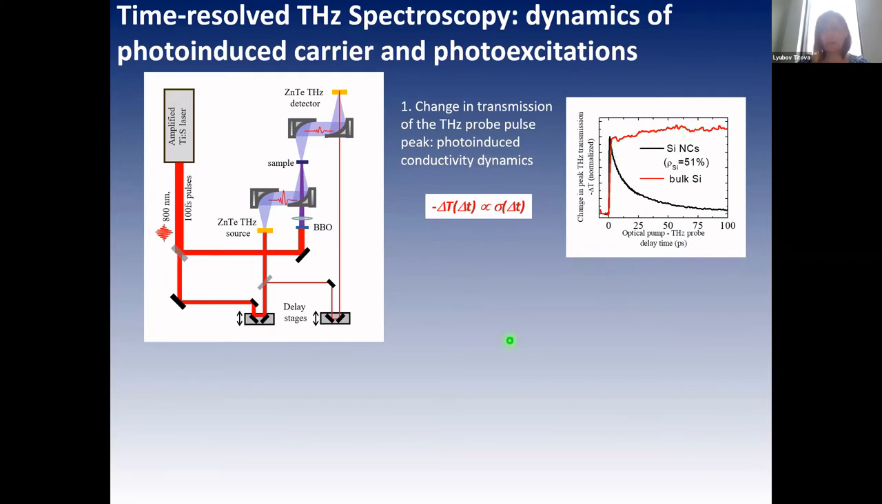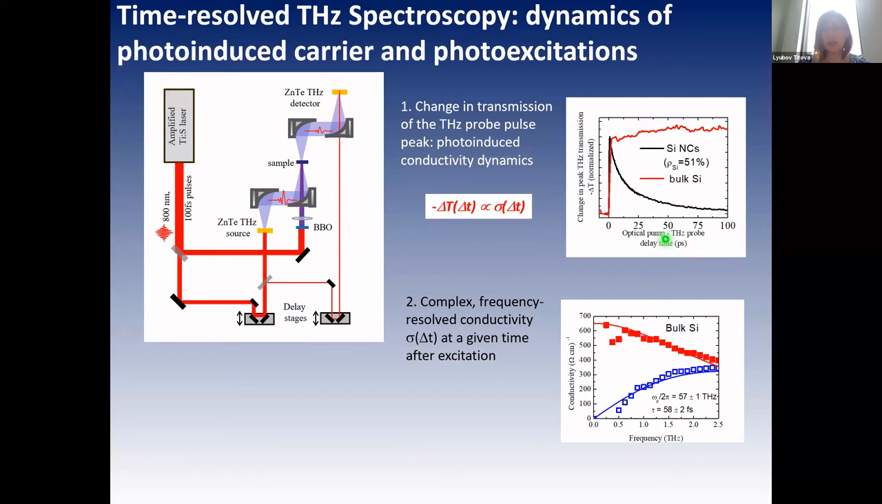Okay, the other way we can do those measurements is to fix a pump-probe delay. And instead of just looking at the peak, which gives us an overall picture, because that's where all the frequencies are in phase, we're able to resolve the entire waveform and look at the changes in photoconductivity at that time, frequency resolved. This is an example for bulk silicon, 6 picoseconds after photoexcitation.